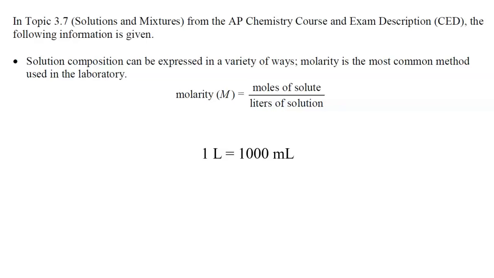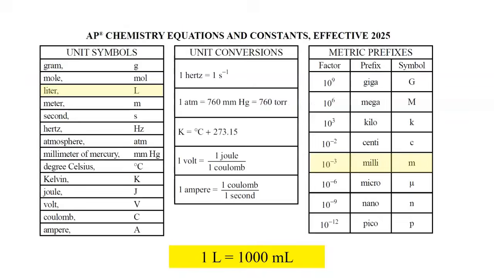Now I'd like to show you a portion of the AP Chemistry equations and constant sheet. So you can see on the left of this slide, I've highlighted that liter is represented by the symbol capital L. And on the right side of this slide, you can see I've highlighted the metric prefix milli, which is lowercase m, and that would be 1,000th of the base unit. So there are 1,000 tiny milliliters in 1 liter as a definition and a conversion factor.